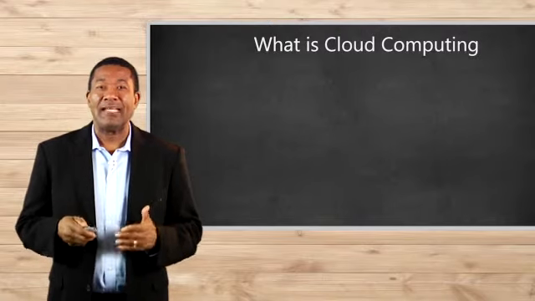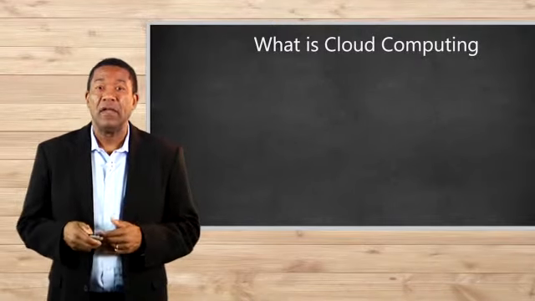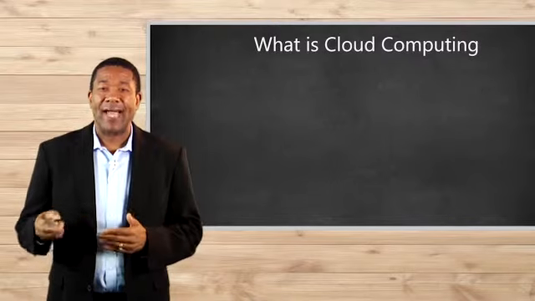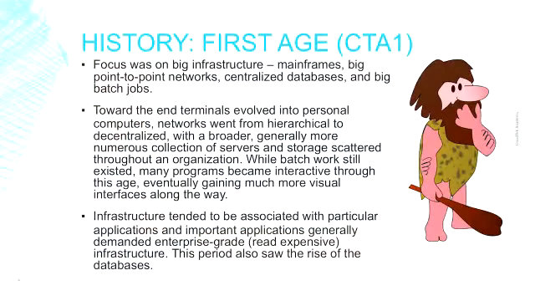Cloud computing really actually has a history. In the first age of IT, the focus was on big infrastructure, mainframes, big point-to-point networks, centralized databases, and batch jobs. Towards the end of the first age, the green screen terminals evolved into personal computers. The networks went from hierarchical, where the mainframe was the center, to decentralized and distributed computing.